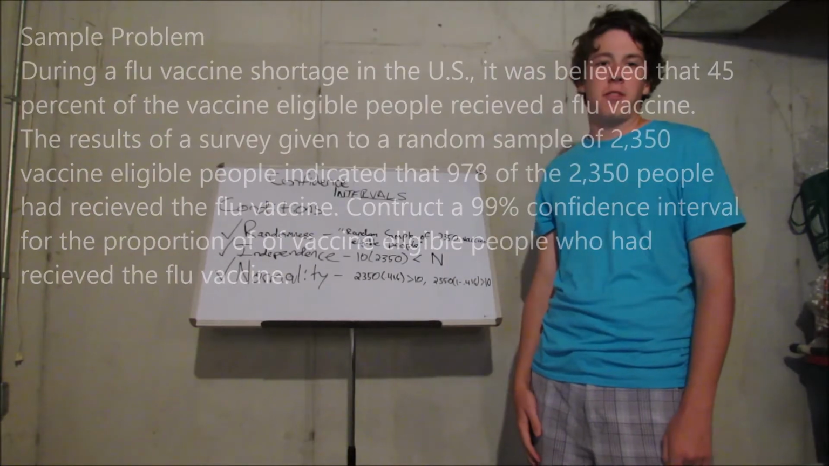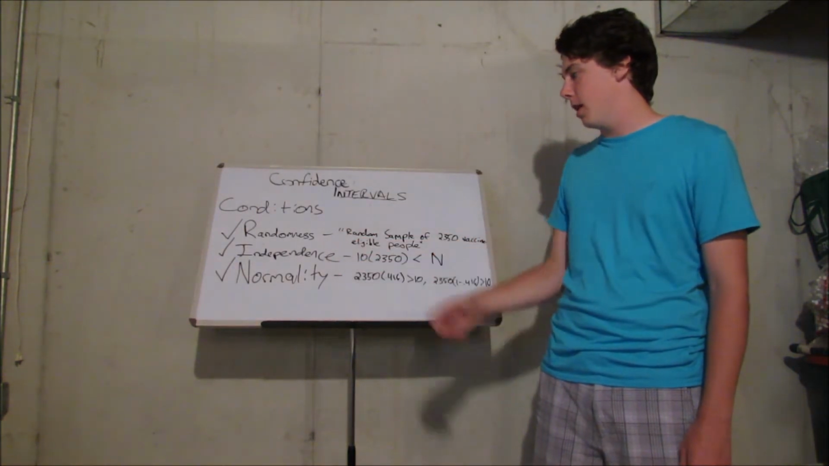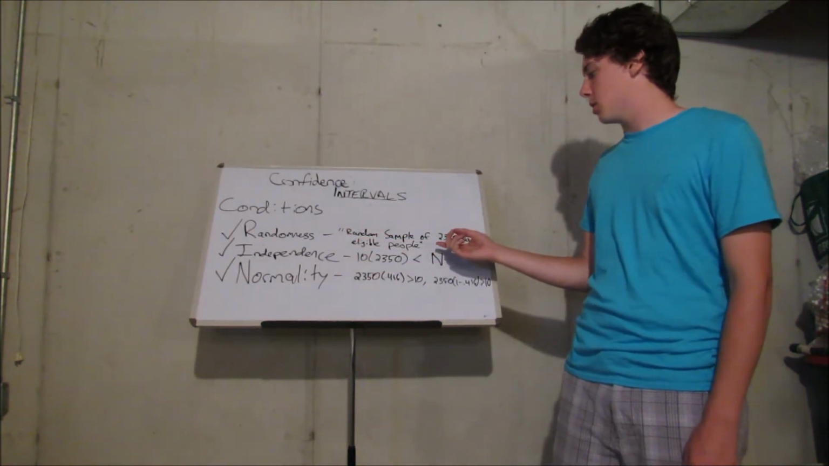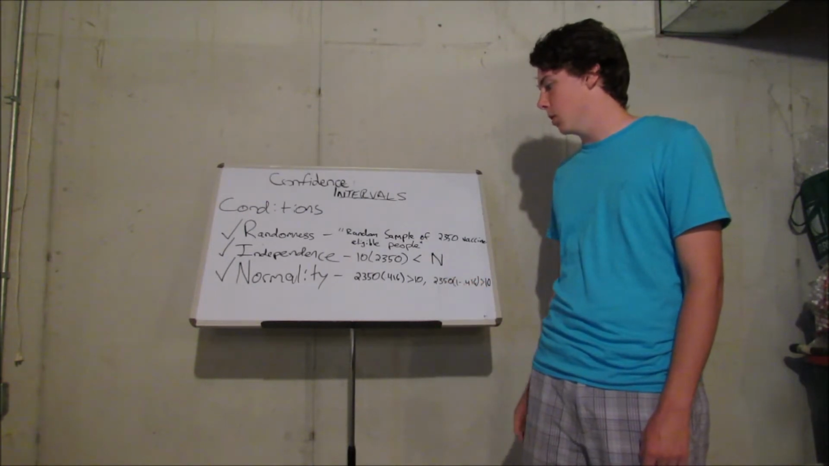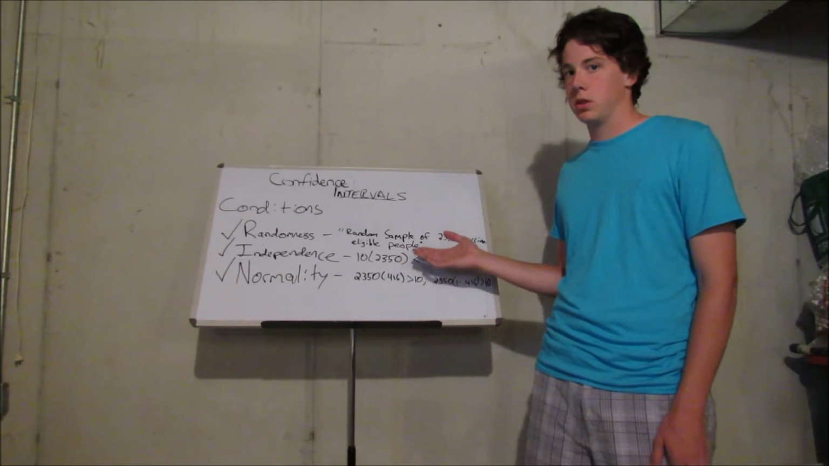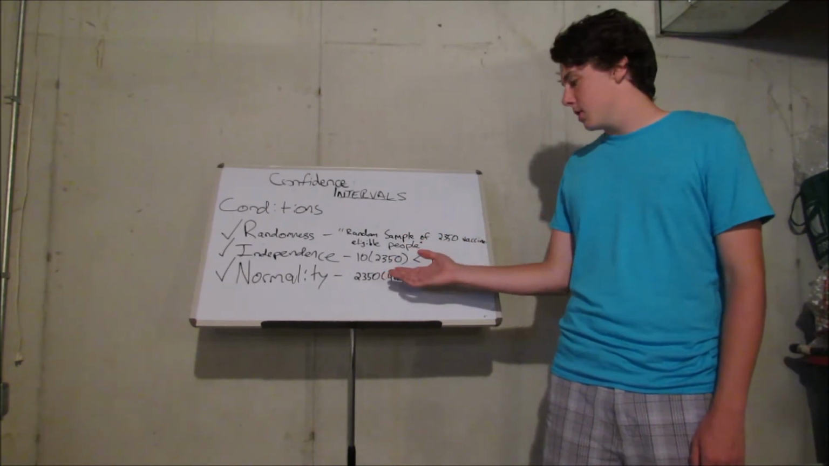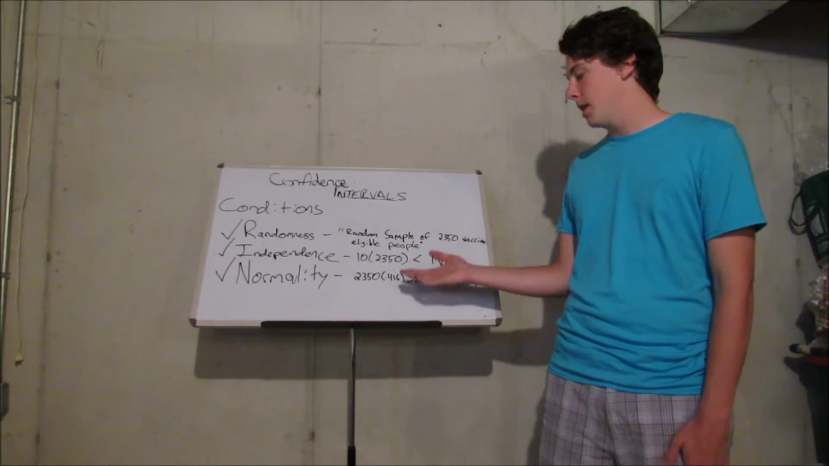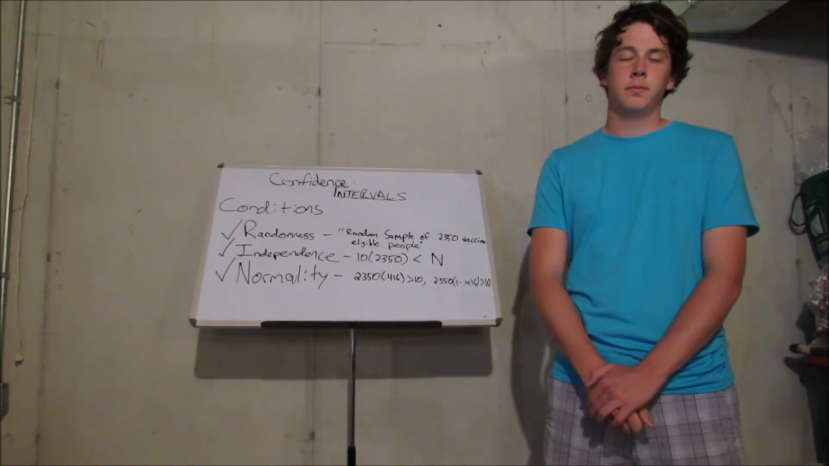So our condition check for this data is we need to check randomness, independence, and normality. We know that it's a random sample of 2,350 vaccine eligible people. We know that 10 times the sample is less than the population. And we know that the sample size times the p hat and sample size times 1 minus p hat are both greater than 10.